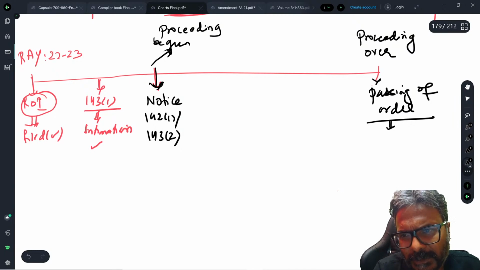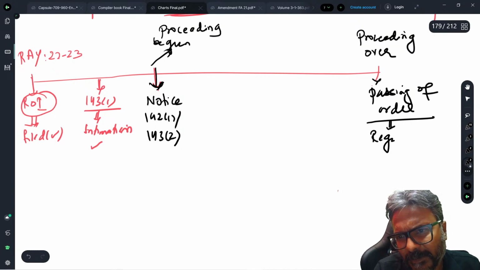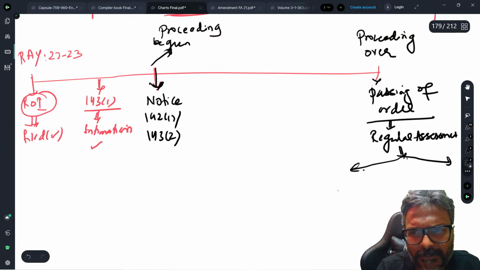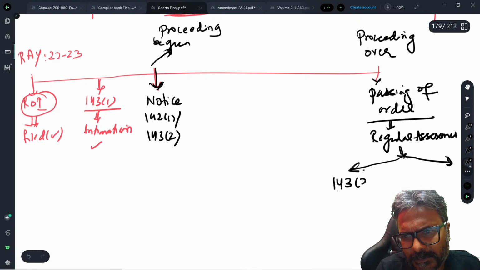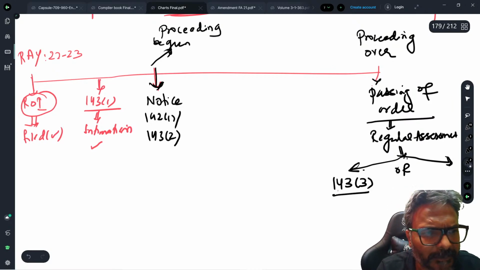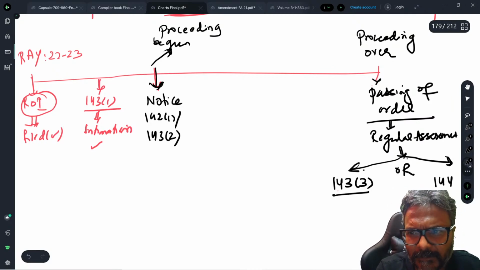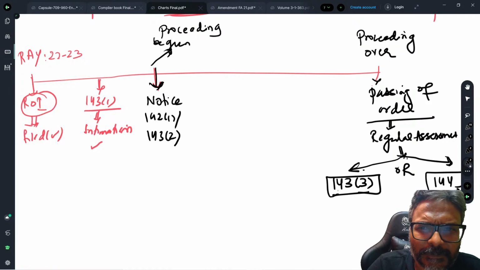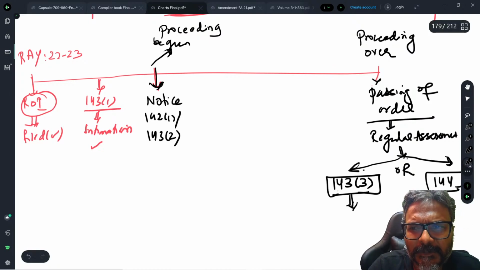As I told you, be careful on the regular assessment, students. The regular assessment is done under two sections. Which are the two sections of the regular assessment? The regular assessment sections are 143 and 144. Now there is a special assessment under 147, students.